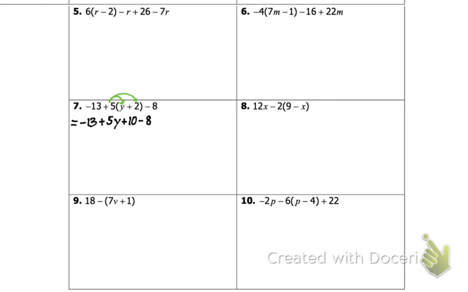Now, we don't have any like terms for our y, so we'll keep the 5y. But we do have a negative 13, a positive 10, and a negative 8. We need to actually add all this together. That we could do in our calculator. We could do negative 13 plus 10 minus 8. Just for the sake of time, we should have got out a negative 11.